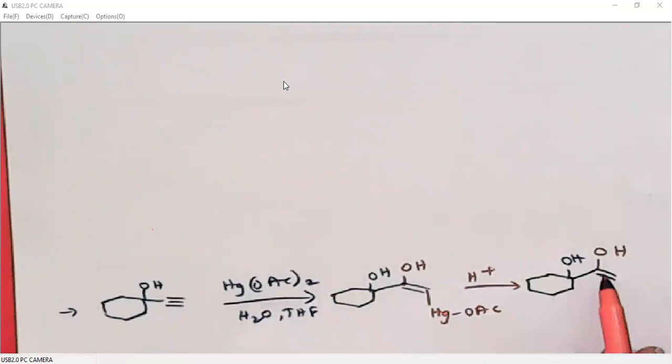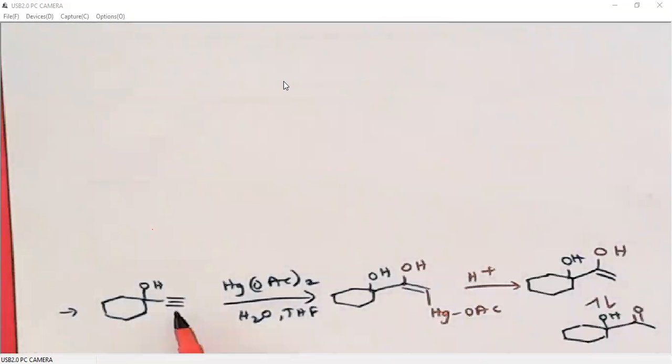Enol undergoes tautomerization to give a ketone. So that means when we have a triple bond and we do oxymercuration demercuration on a triple bond, what will we get? We will get a ketone.